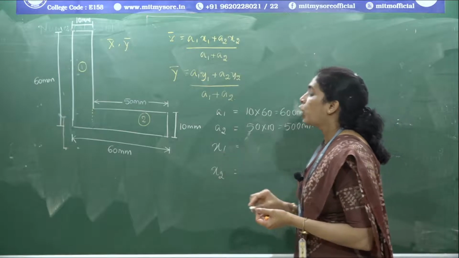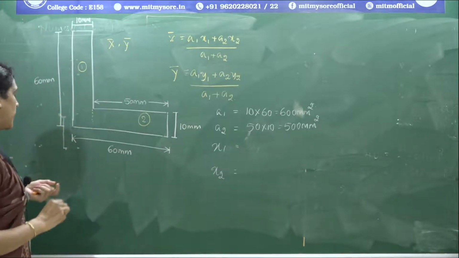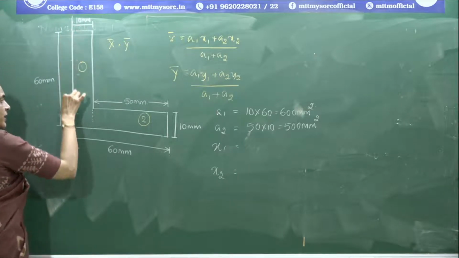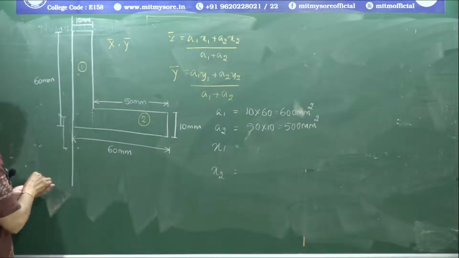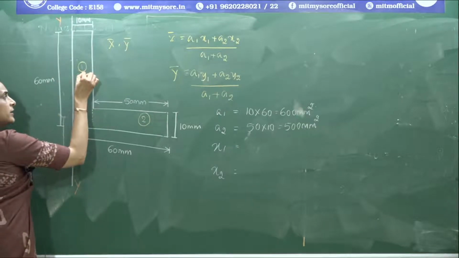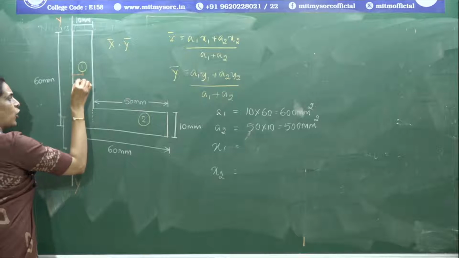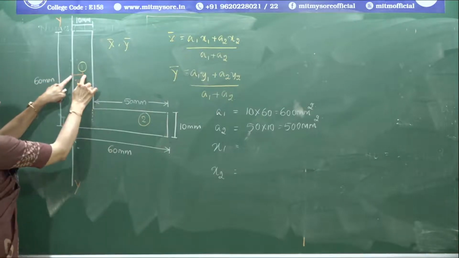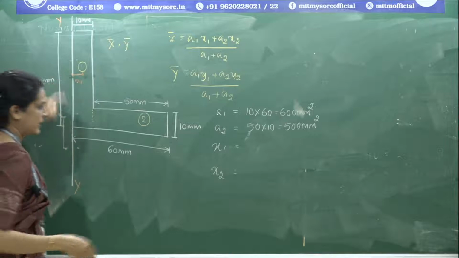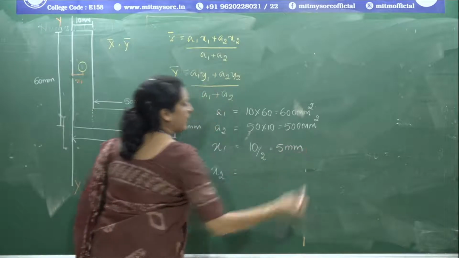So x1. In order to find out the values of x, that is x1 and x2, we are supposed to consider y as the reference axis. So here the y is the reference axis. Now marking the centroid for the first section, here is the value of x1. This value is 10 mm, right? We can just see here. So the centroid of this section is 10 by 2. So we get 5 mm.